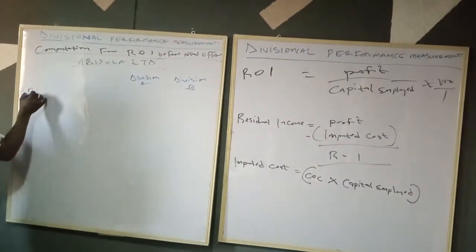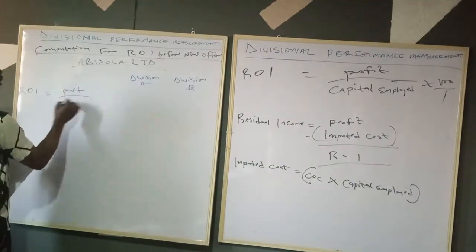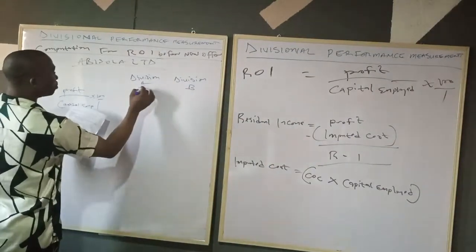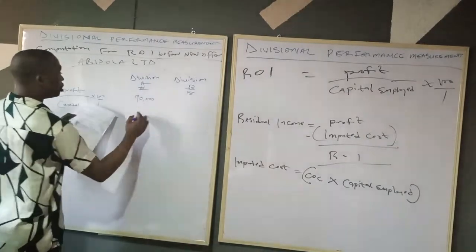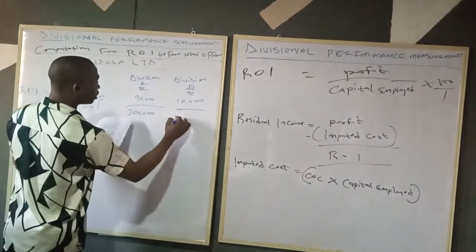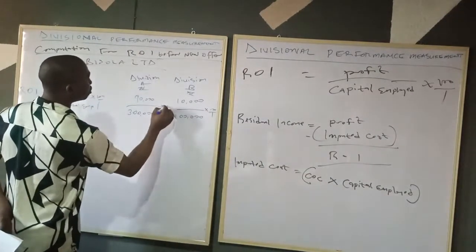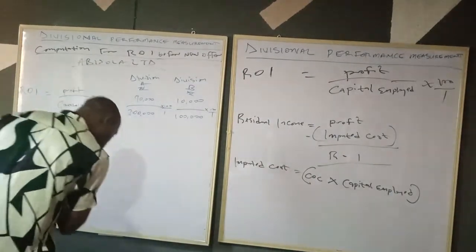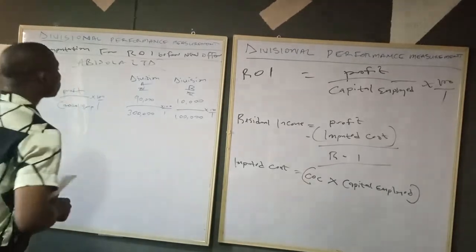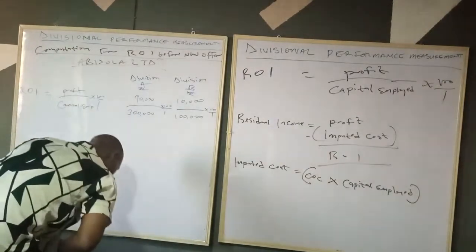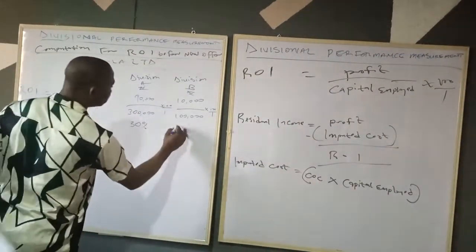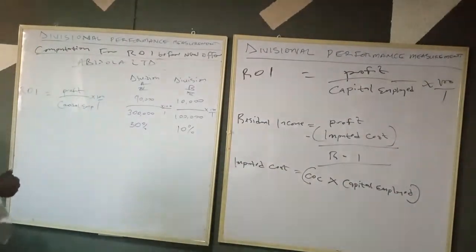So return on investment is equal to profit over capital employed times 100/1. Our profit, they give us the profit, right? 90,000 and we have 10,000. And our capital employed is 300,000 and we have 100,000, times 100/1. So 90,000 divided by 300,000 times 100/1, what is it going to give us? Times 100/1 is going to give us 30%. While this one is going to give us 10%. That is 10,000 divided by 100,000 times 100/1. So that is return on investment before the new offer.